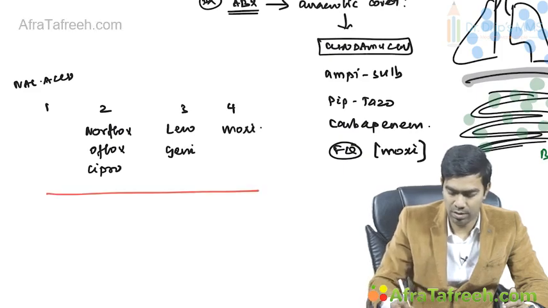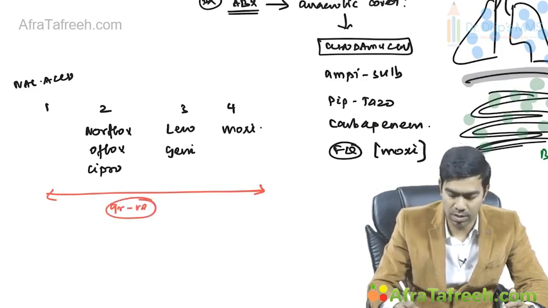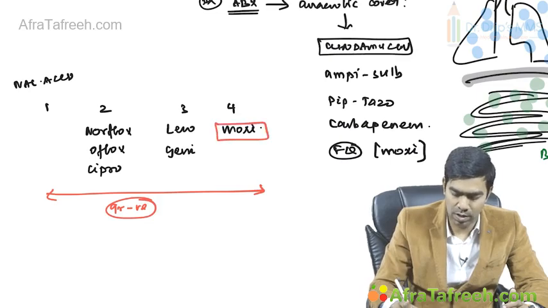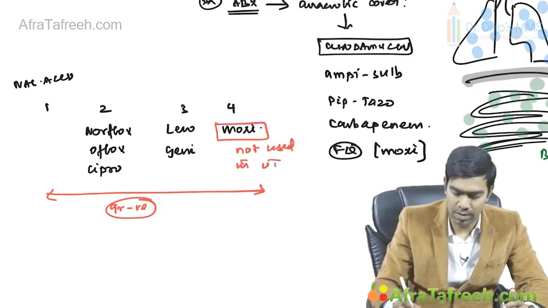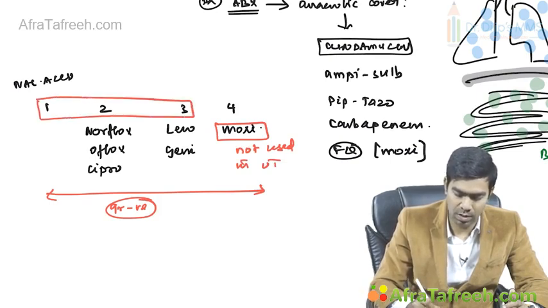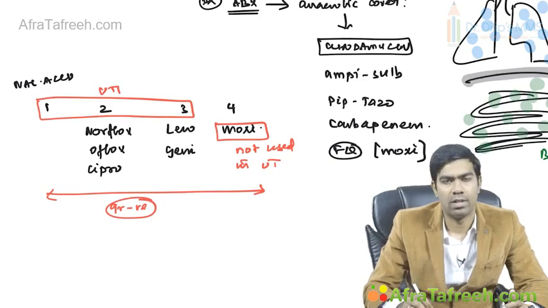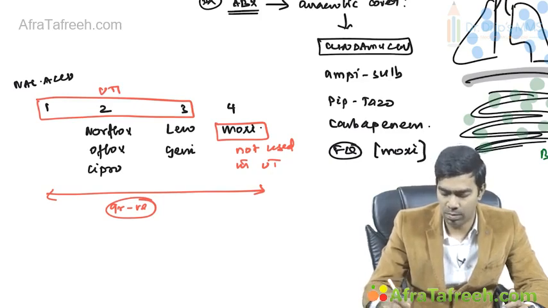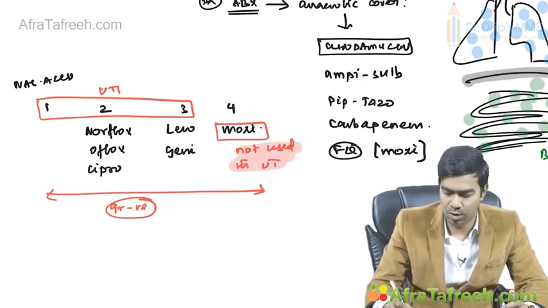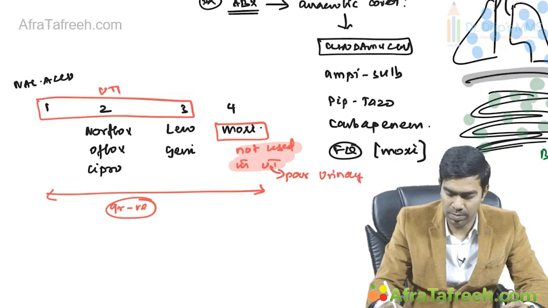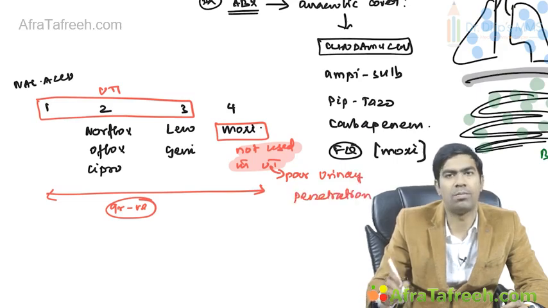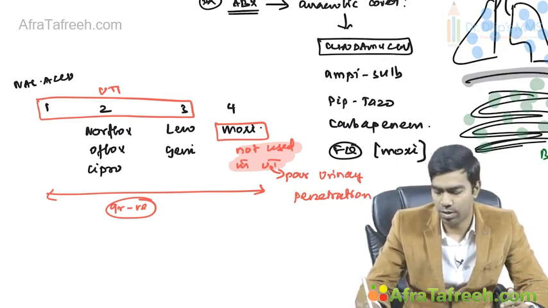All the generations of quinolones have excellent gram-negative cover. There is no doubt about that. But moxifloxacin alone cannot be used in UTI. All the remaining generations can be used in urinary tract infection. Clear? Why? Because moxifloxacin has a very poor urinary penetration. Other quinolones have excellent urinary penetration, but moxifloxacin has very poor urinary penetration.